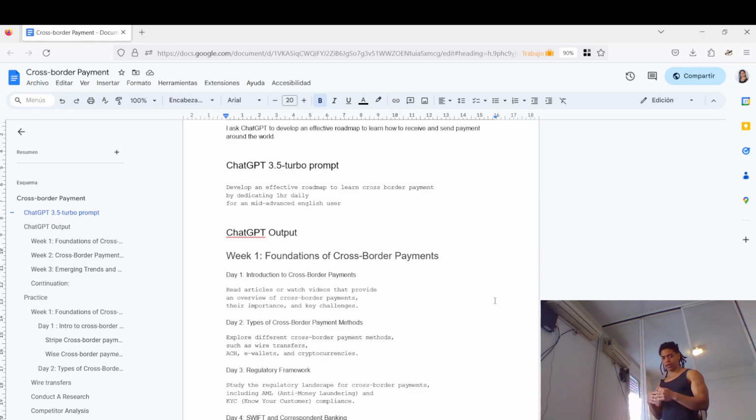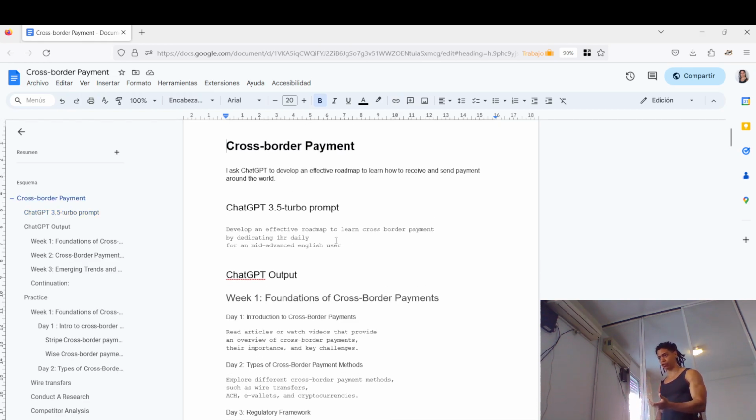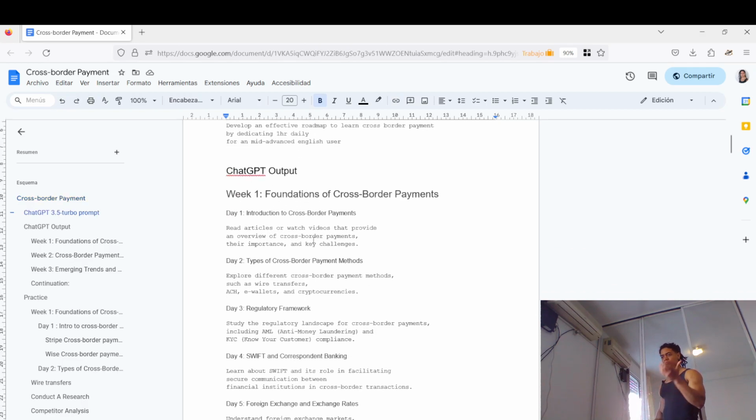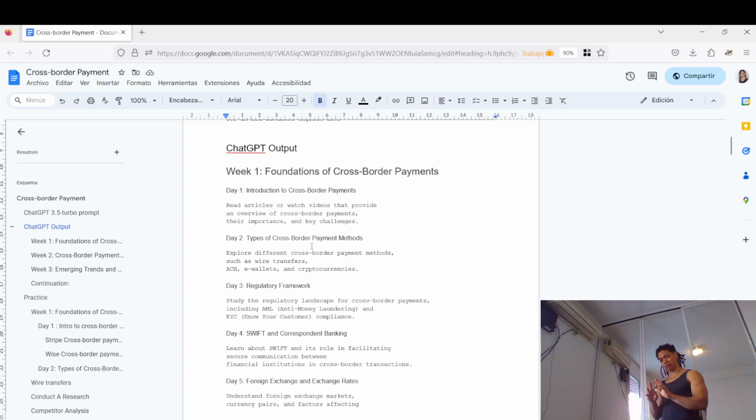So first, I started this by asking ChatGPT in the 3.5 Turbo model about an effective roadmap to learn cross-border payments, dedicating 1 hour daily, for a mid or an advanced English user. So their output, and also I refine this output. So on week one is the foundation of cross-border payments.